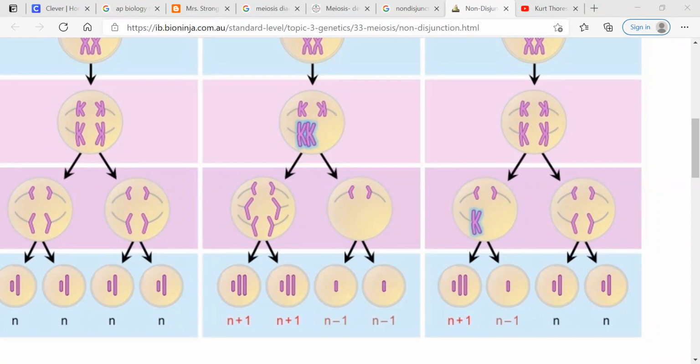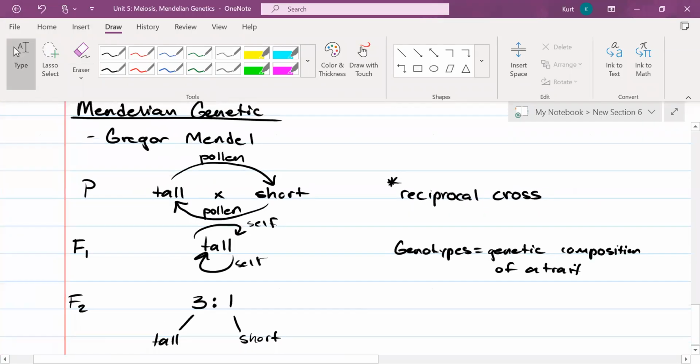This led to several ideas, and I'm going to write them all down here. The first one is we have genotypes. This is the genetic composition of a trait. Sorry about that if you couldn't see.